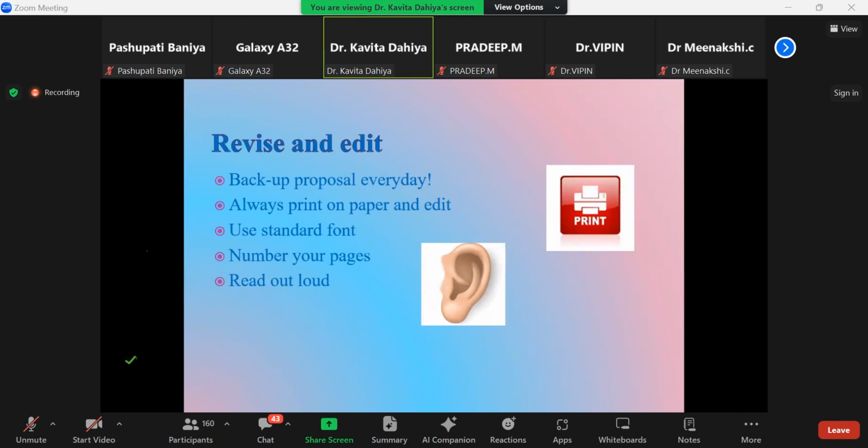Revise and audit. Again, this is a very important part of the research proposal, because when you are not revising your research proposal, then definitely there may be some problems that you may face. So back up your proposal every day. You need to review your proposal on a routine basis. Always print it on paper and edit it. Use a standard font. Number your pages. Read it aloud. This is a very important step that you need to follow.